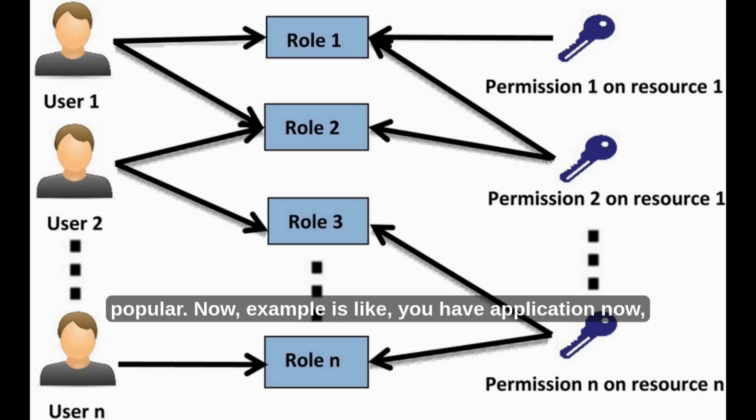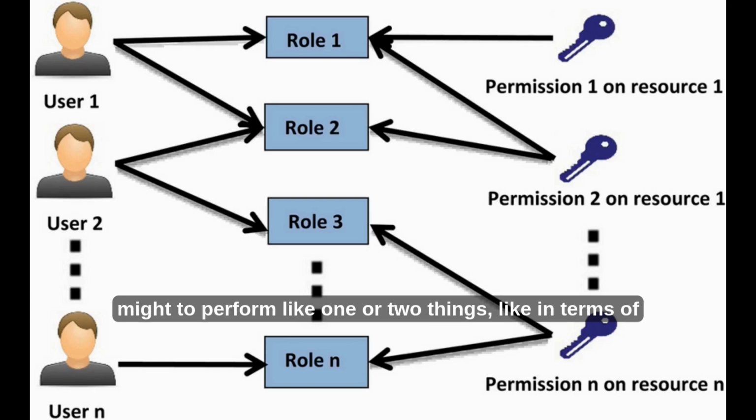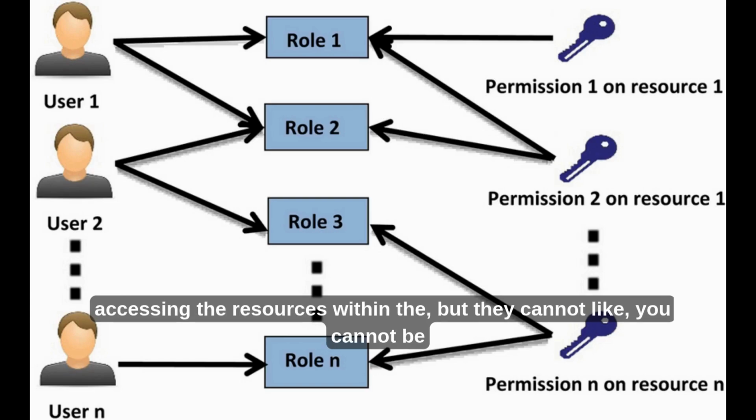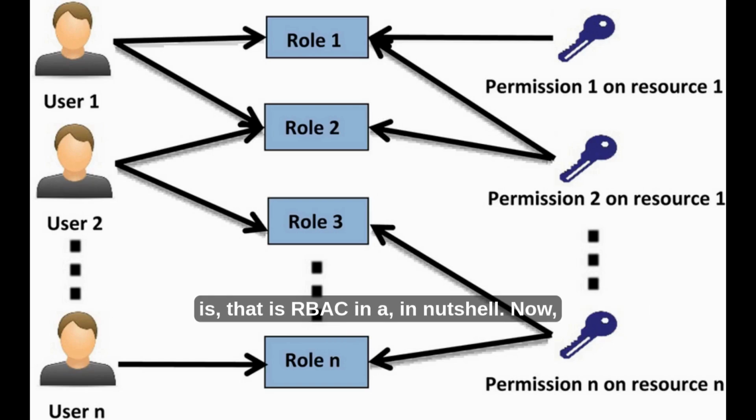Now, an example: you have an application and an admin role. If you have an admin role, it means you can perform most or even all actions against the resources inside the application. Then a normal user might be able to perform one or two things in terms of accessing the resources, but they cannot be allowed to alter or delete certain things. That's RBAC in a nutshell.